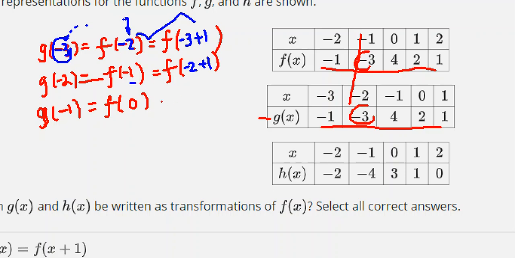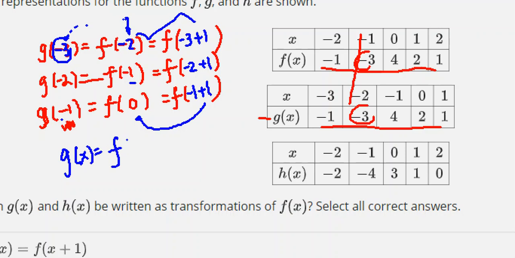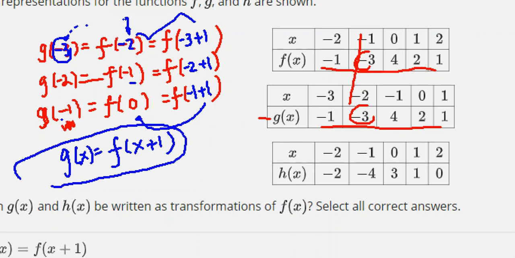Similarly, this is f of, here this is my -1 from the g, -1. Now you add 1, then you get to here. So basically what I see is this: g of x equals f of x plus 1, right? That's the pattern that you want to establish, and that's the transformation that, based on the pattern, I would conclude.